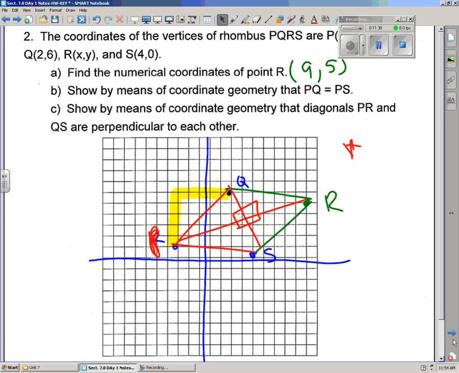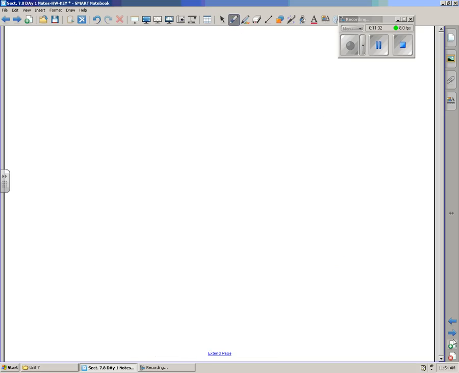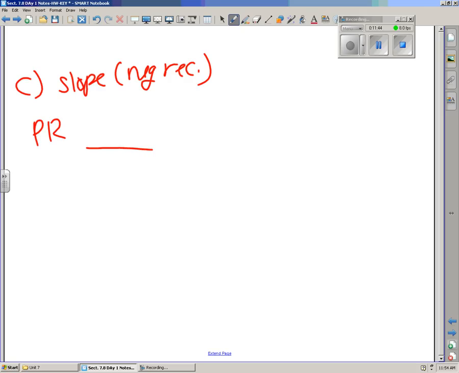So I'm going to do a new sheet again. So for C, we're going to be dealing with slopes, and we're looking for negative reciprocals. And those slopes are going from P to R, and then they're going from Q to S.